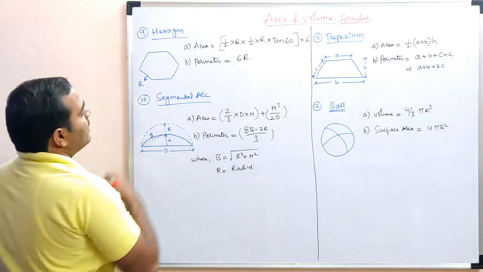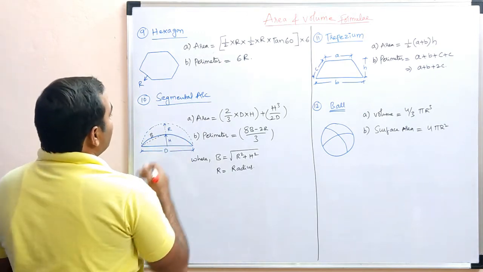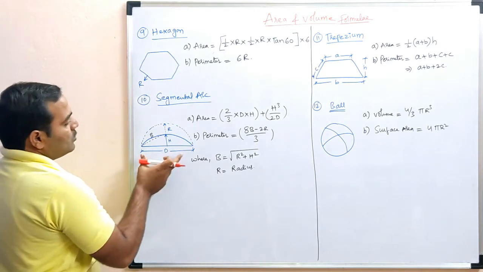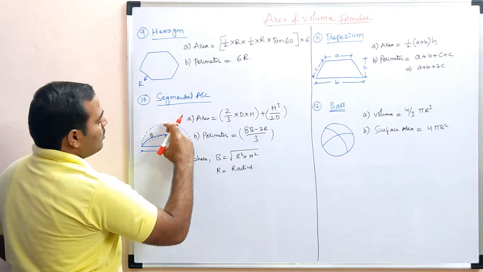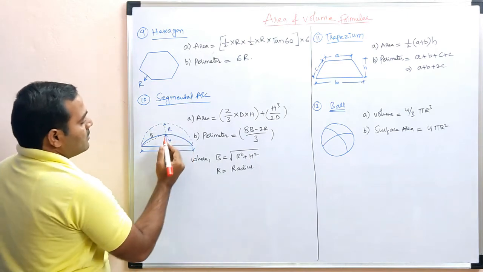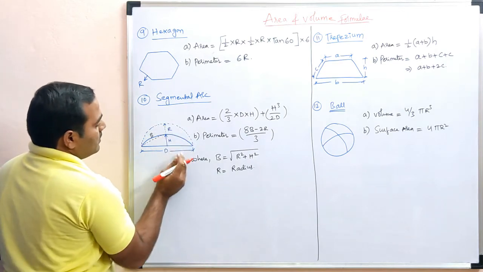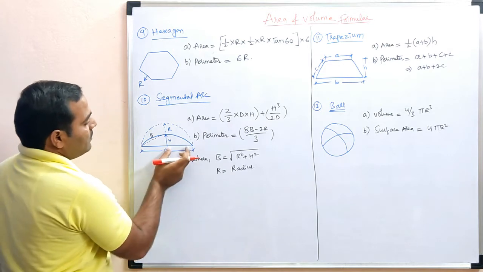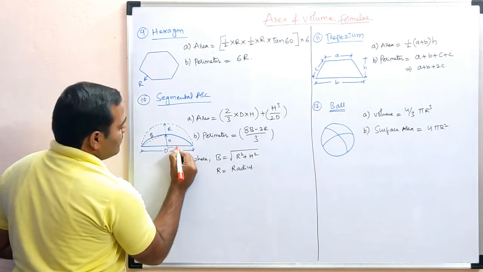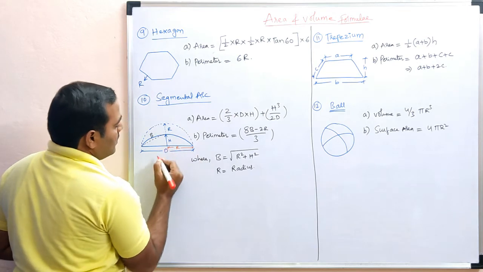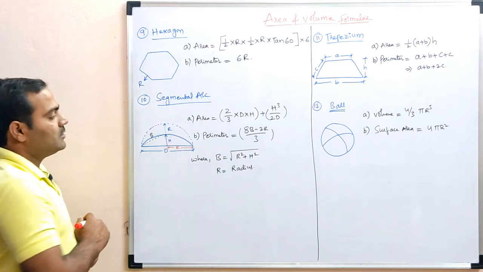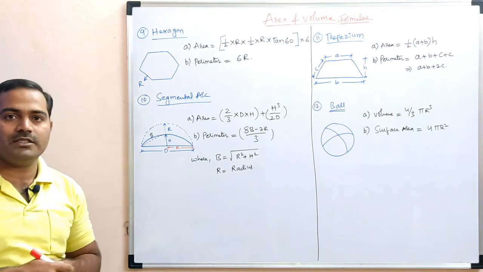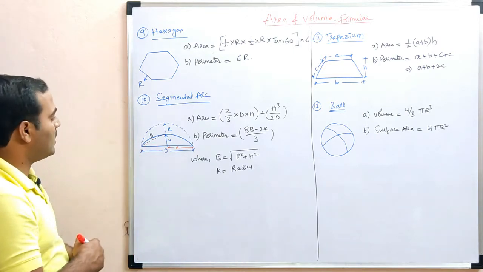Next, coming to the segmental arc. So the segmental arc looks like a semicircle, but the radius is not equal here. So here the radius may be changing. If we check this side, the radius will be r, but if we check the vertical length, it is not r. So the length may be increasing or decreasing. So that is called a segmental arc.